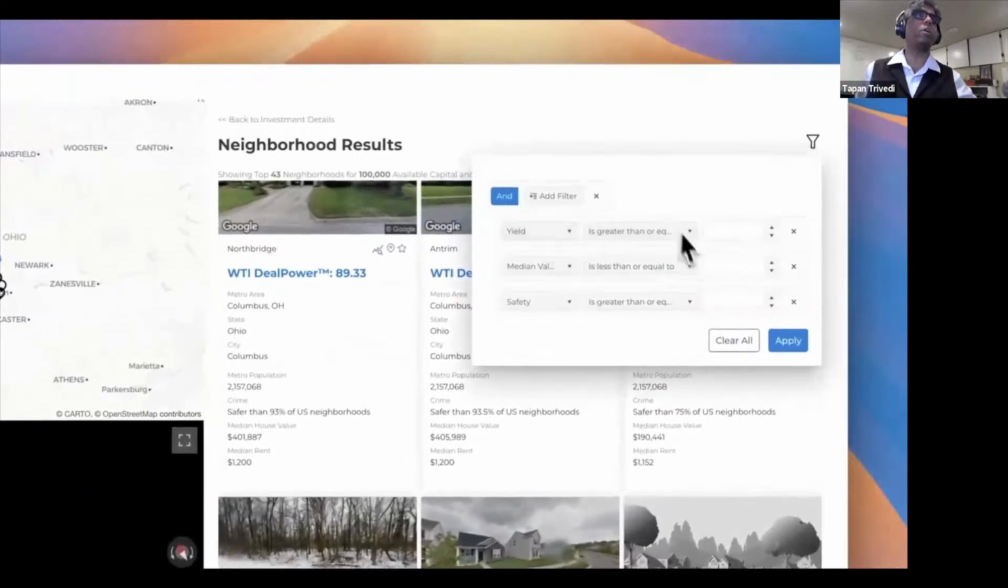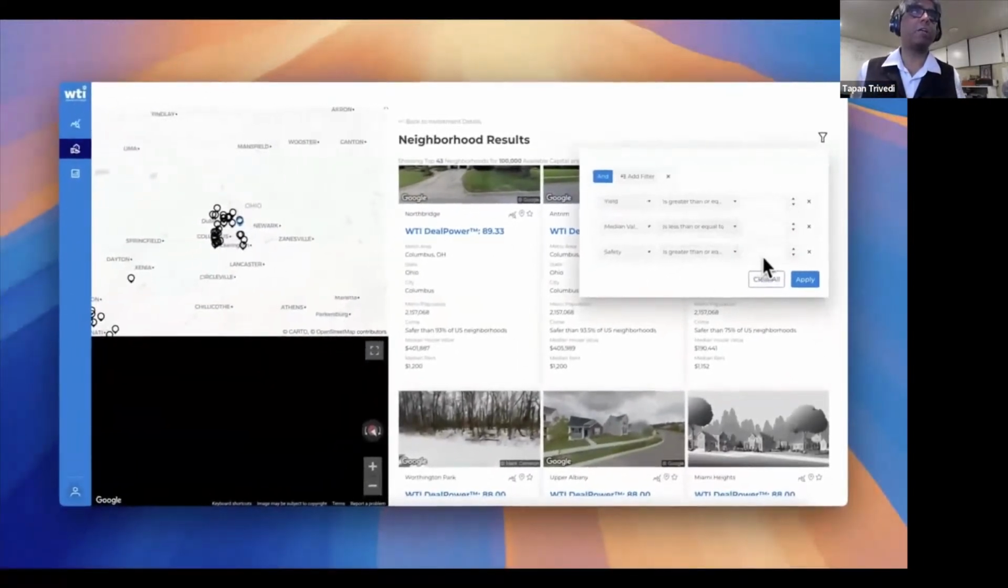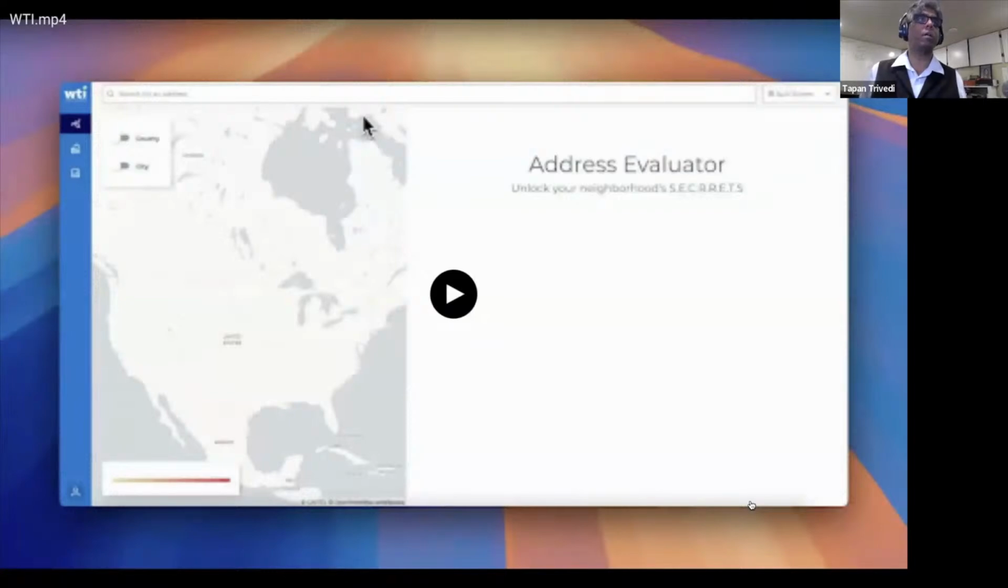If you click on one of the neighborhoods, you can then filter it by yield: what is the yield that you're looking for, and what is the maximum value you are willing to pay. It'll further distill down the available neighborhoods. Most people start with like 1,000 neighborhoods, then filter down to 2, 3, 4 neighborhoods, and then they invest there.